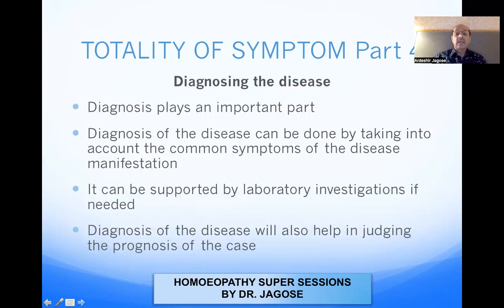Now, diagnosis of the disease. Diagnosis plays an important part. Diagnosis of the disease can be done by taking into account the common symptoms of the disease manifestation. Whatever symptoms are common symptoms help in the diagnosis of the disease, though they may not be of any use to identify the remedy. It can be supported by lab investigations if needed, and diagnosing the disease will also help in judging the prognosis of the case.